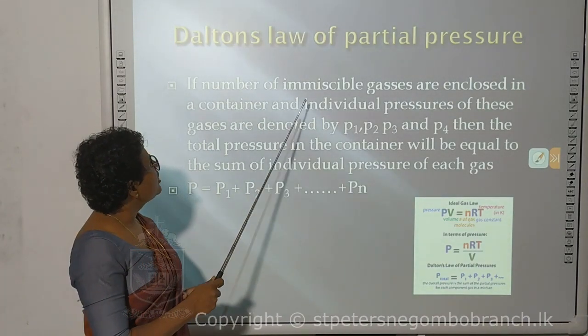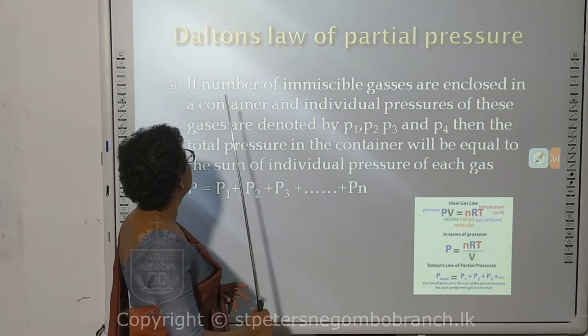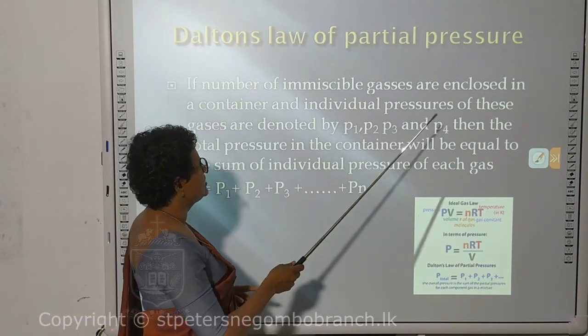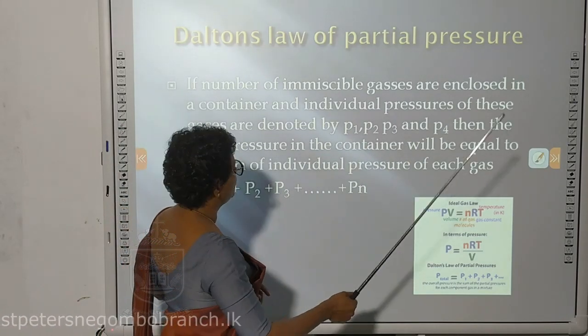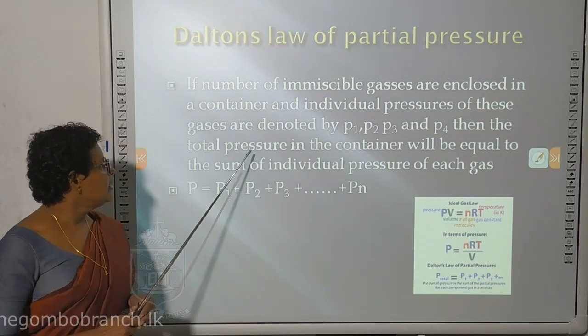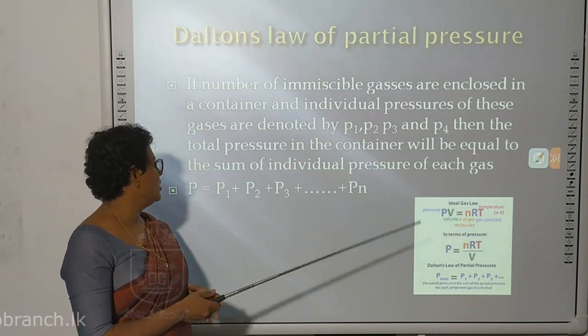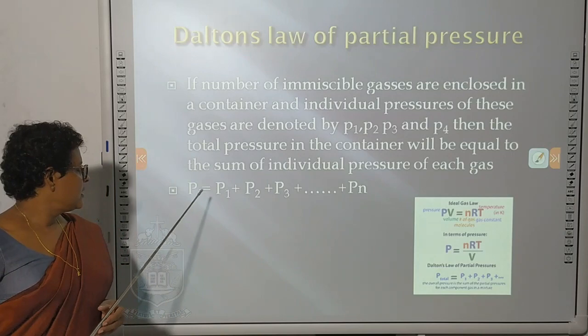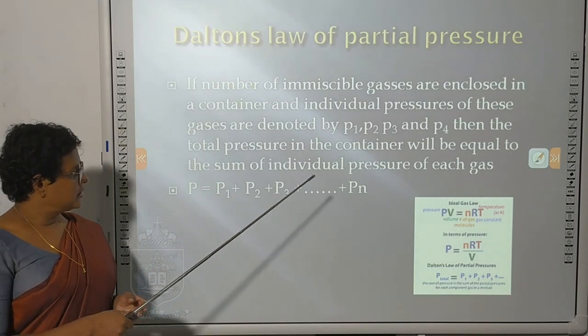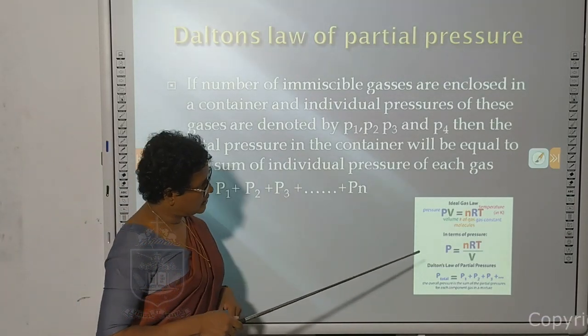If a number of immiscible gases are enclosed in a container and the individual pressures of these gases are denoted by P1, P2, P3, P4 and so on, then the total pressure in the container will be equal to the sum of the individual pressures of each gas, right? The total pressure will be the sum of these gases.